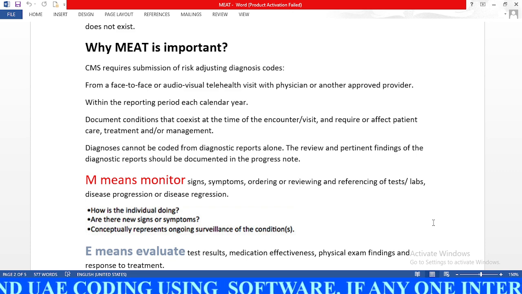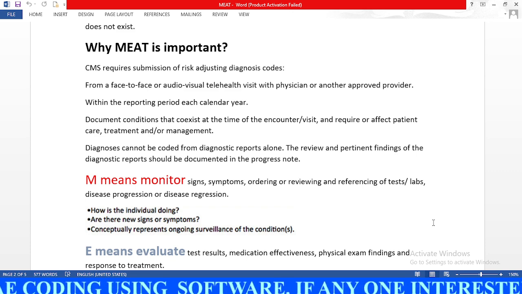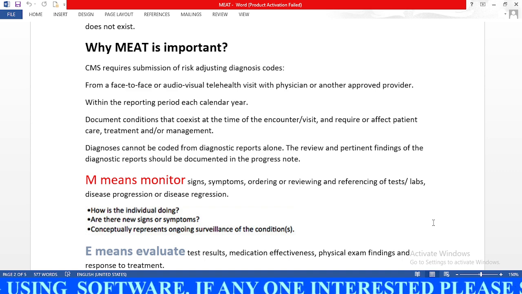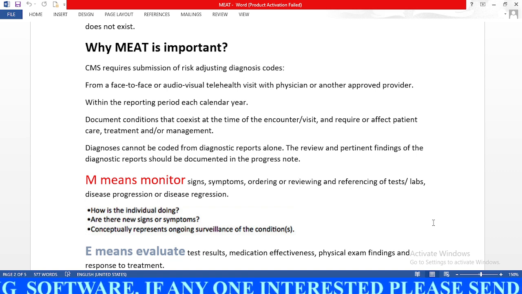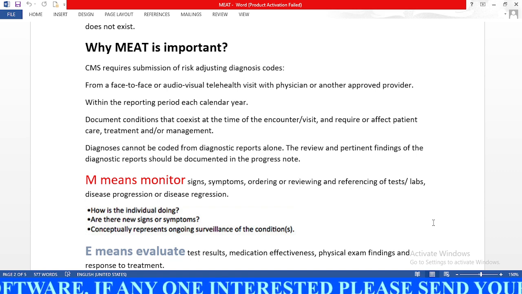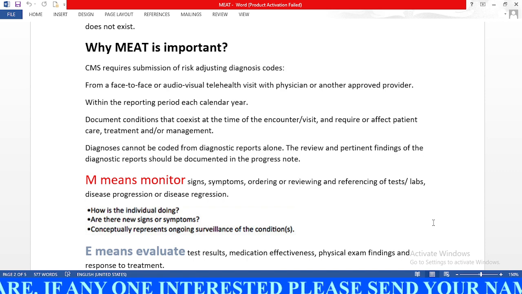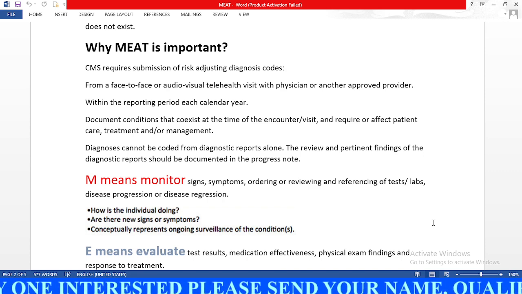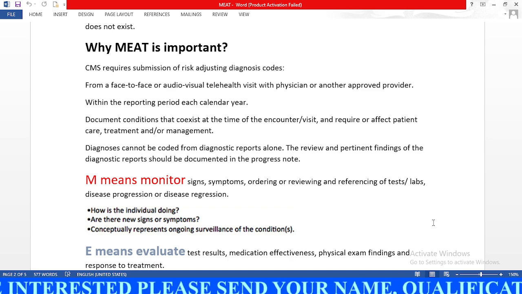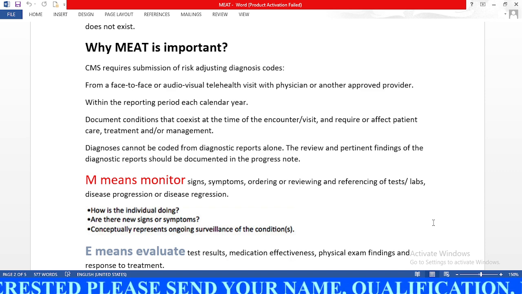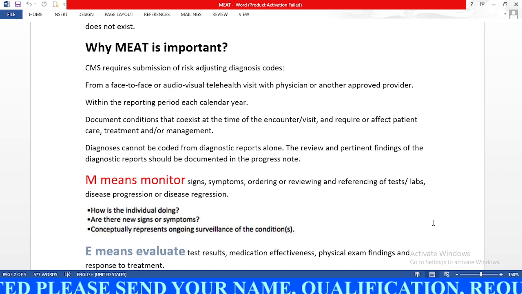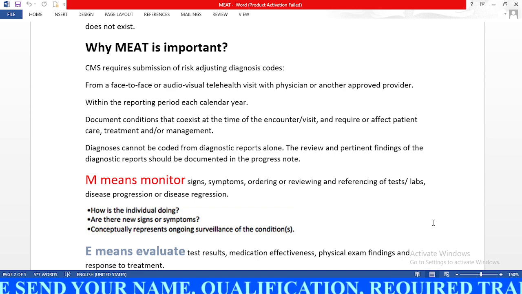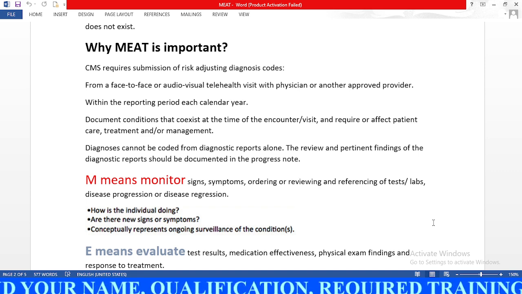In order to report using M.E.A.T, CMS requires that its beneficiaries must have a face-to-face or audio-visual telehealth visit with a physician or any other type of approved provider within the reporting period each calendar year. So, document conditions that coexist at the time of the encounter and require or affect patient care, treatment, and or management. These are the conditions CMS accepts along with the current condition.